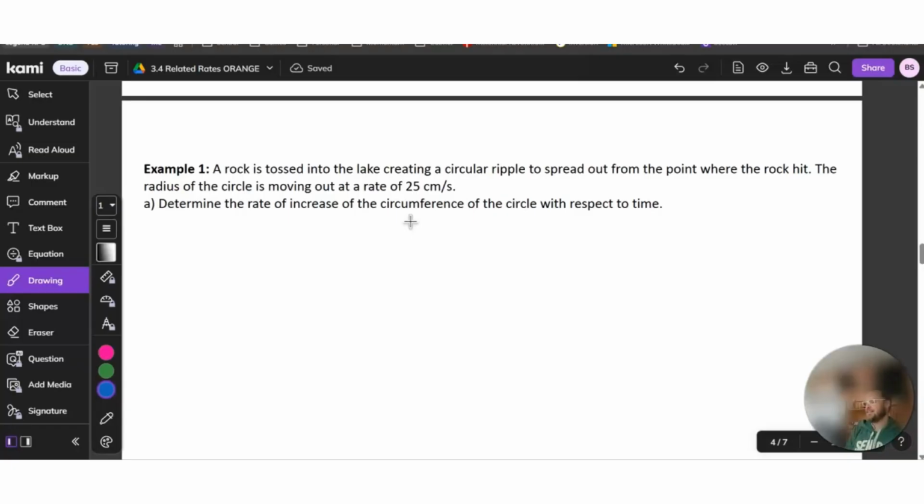A rock is tossed into the lake and a circular ripple is spread out from the point where the rock hit. The radius of the circle is moving out at a rate of 25 centimeters a second. Is that A prime or R prime? It's centimeters per second. You literally took AP Calc, Valeria. Is that the radius or the area? The 25 centimeters a second. Radius. Is it centimeters squared?